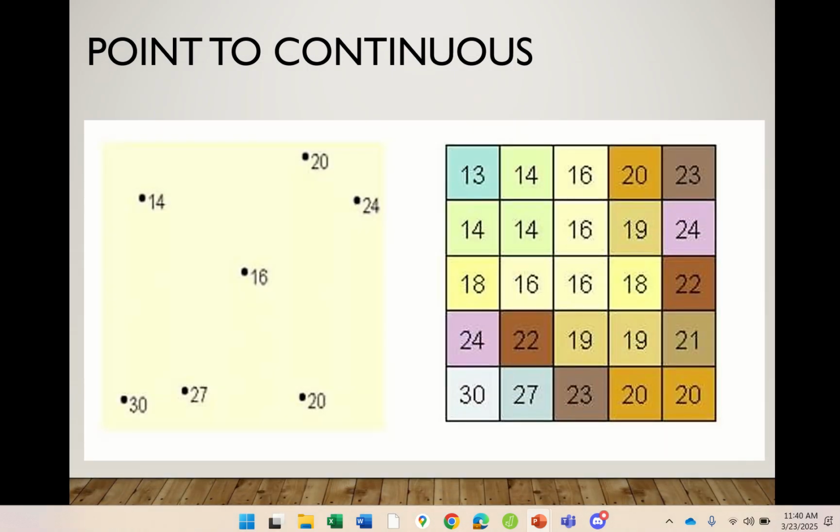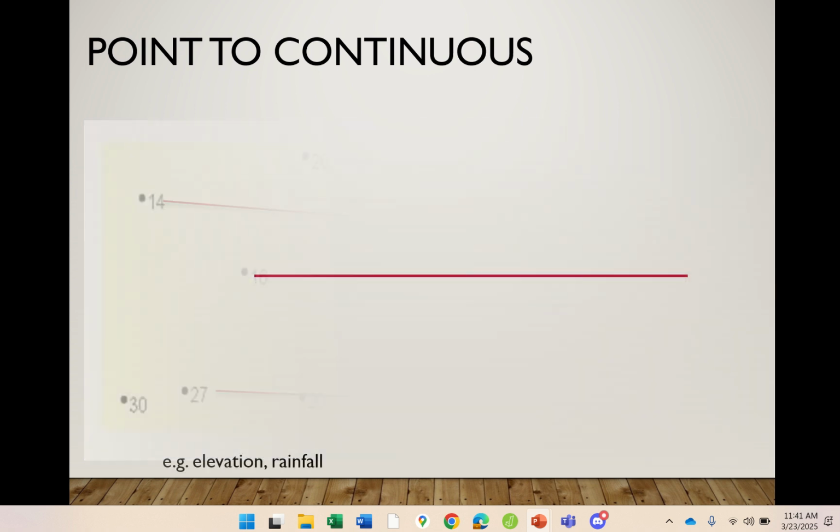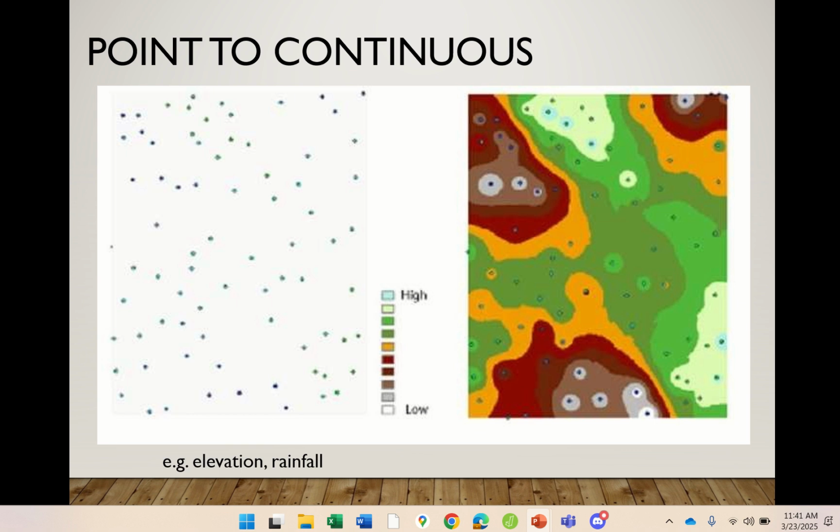So again, imagine we have some point data here. Now this point data can be anything. And essentially what we're going to do is convert this point data to grid data or a surface. So 14 goes to 14, 20 goes to 20, 27 becomes the grid square of 27. And then from all those known values, you can see that we've filled in what the unknown values within this simple surface are going to be. So basically we're taking point values and converting them into continuous variables.